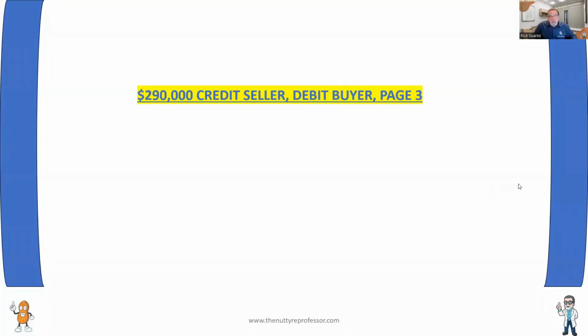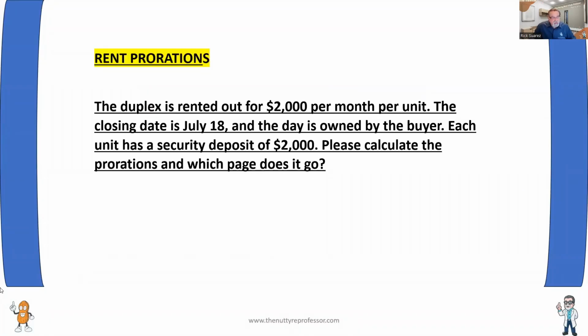All right, so let's look at a real problem. And here's one right here. It's called, the duplex is rented out for $2,000 per month per unit. Now, this is important because it's a duplex. So what are we talking about? We're really talking about $4,000.